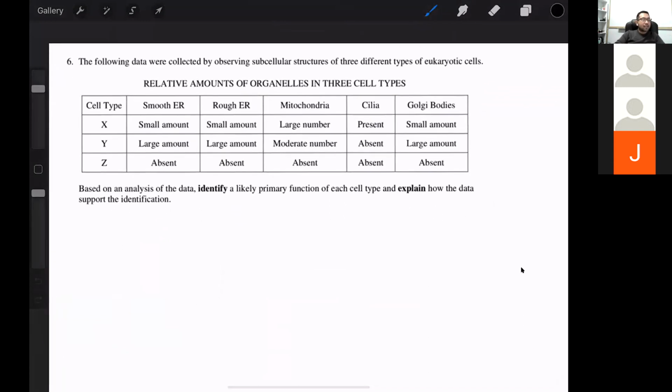In number 6, we're looking at different types of cells, cell type X, cell type Y, and cell type Z. And we're looking at the differential amount of organelles that we have. And from those organelles, we're trying to guess what type of cells they are based on the fact that they are of some eukaryotic organism. Now, they don't all have to be human, okay? And they don't even all have to be animals. Remember, plants are eukaryotic. Protists are also eukaryotic. So we could use a huge array of examples in predicting where these cells are going to be from.